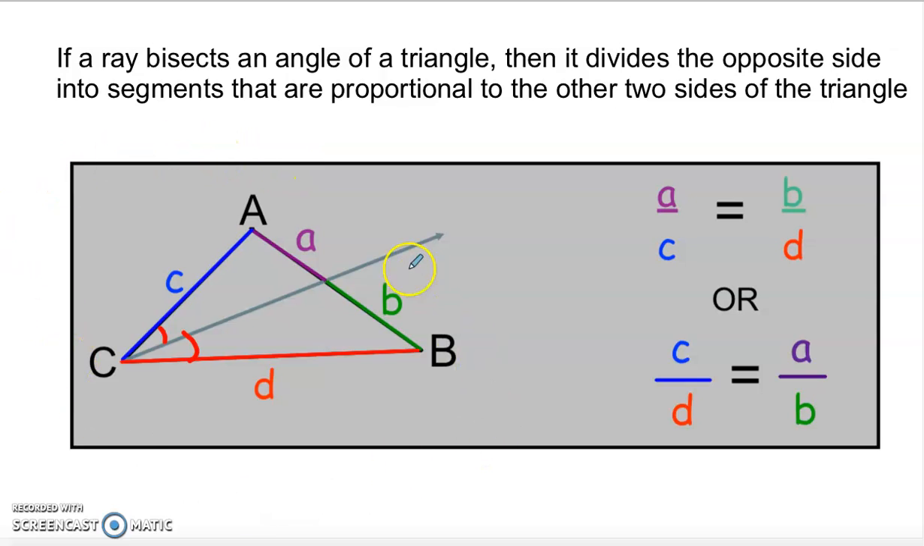When you set them up, I really think you should set them up just how they look. So I really like this relationship here on the bottom. Just go C over D equals A over B. Just do them how they look, okay? And I think you'll be fine setting them up.